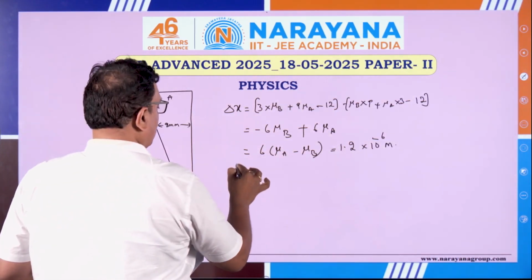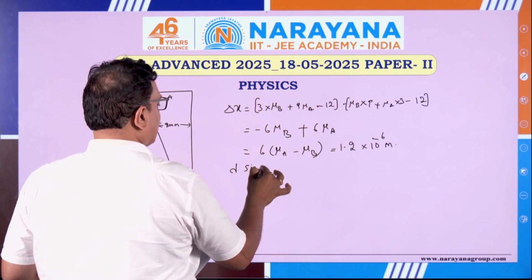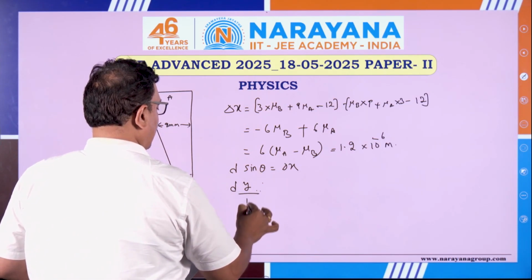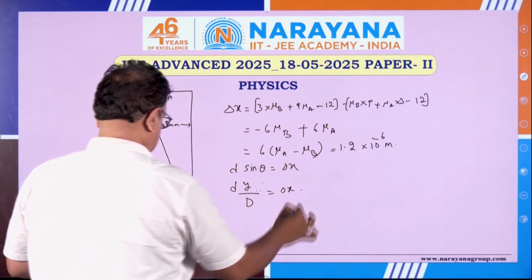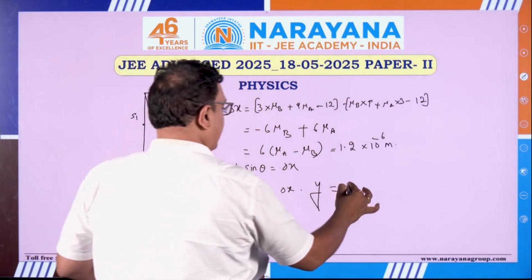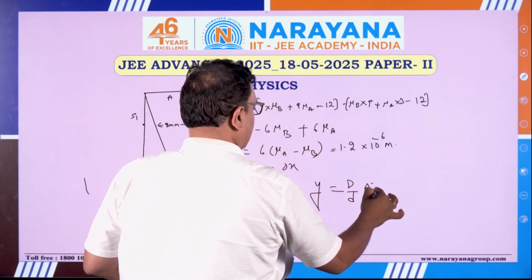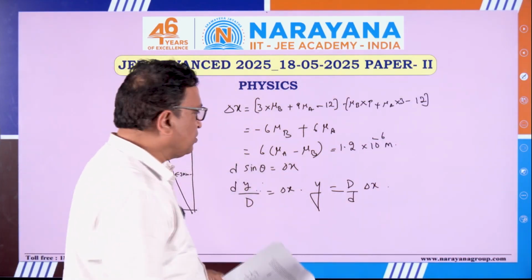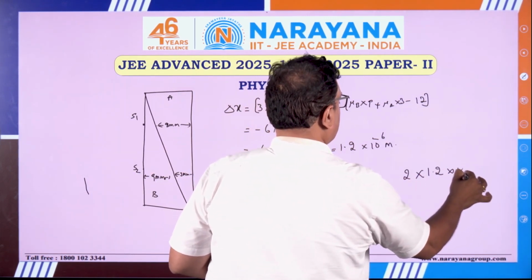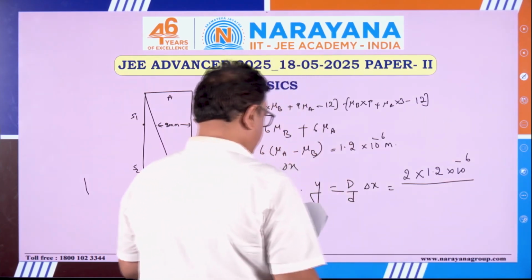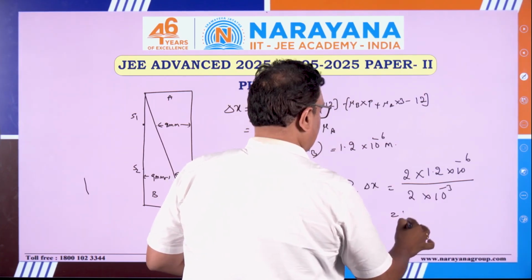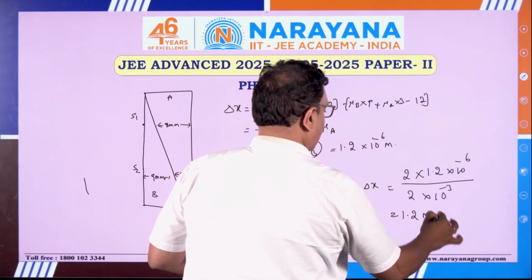Don't forget, you will write d sin theta as the path difference, which means d times y by capital D is delta x. With this, I will get y as capital D by small d times delta x, and I will substitute the values here. D is given 2 meters and it is 1.2 into 10 power minus 6 divided by d, 2 millimeter, 10 power minus 3. So I will work this out and I got it as 1.2 millimeter.